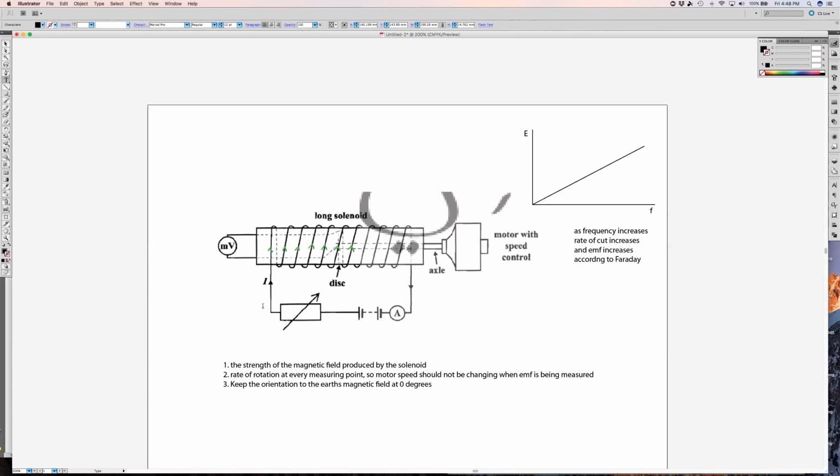You must keep the orientation of the disk. In other words, the Earth's magnetic field should not be passing through the disk, because if the Earth's magnetic field is passing through the disk, that will create an EMF on its own. This will be a small variation.